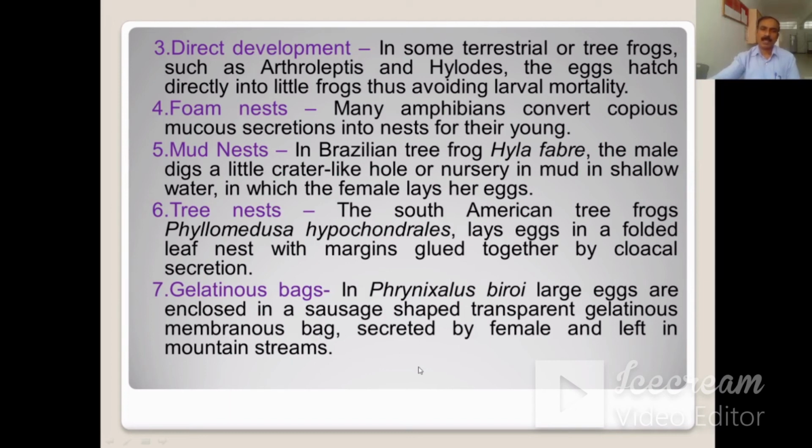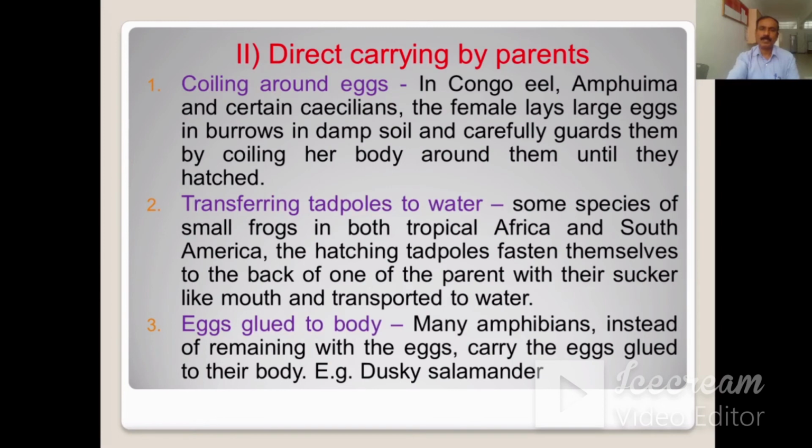Then gelatinous bags. In Phrynixalus, large eggs are enclosed in a sausage-shaped transparent gelatinous membranous bag secreted by the female and left in mountain streams. This is the second major type, that is direct caring by the parents, in which there are subtypes.